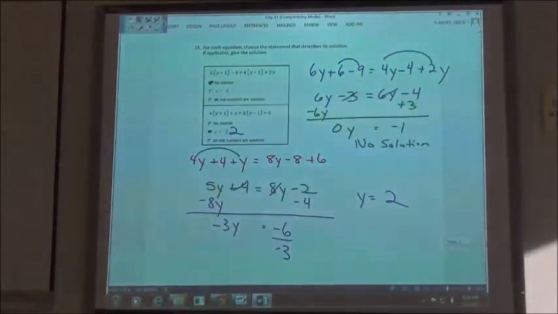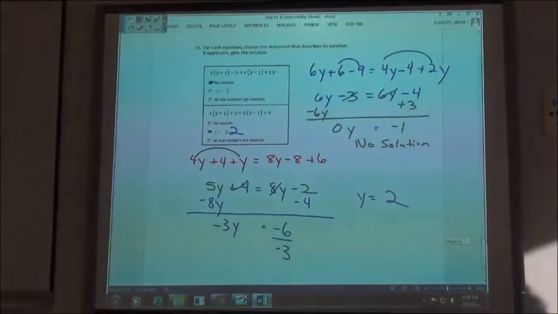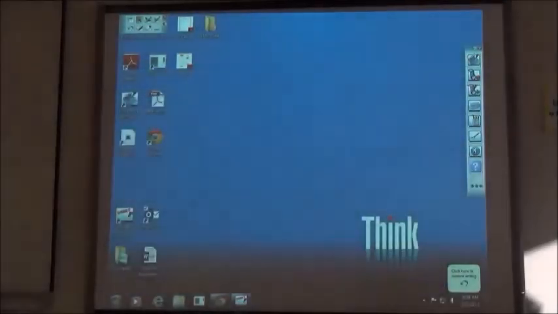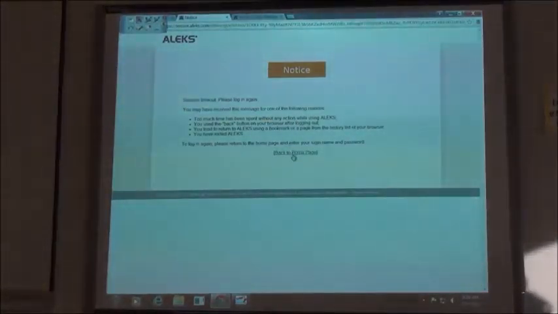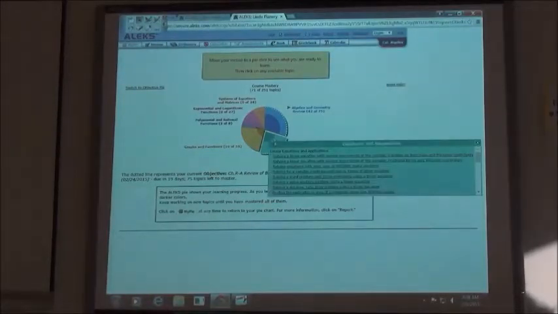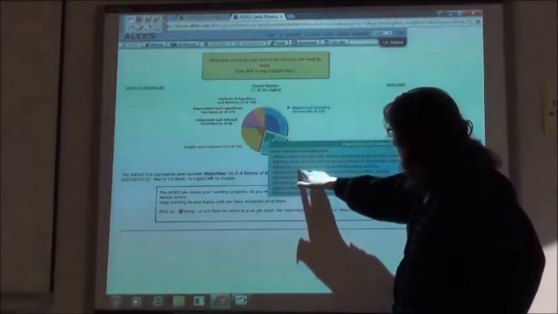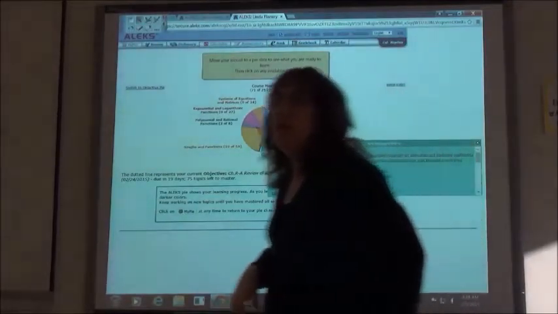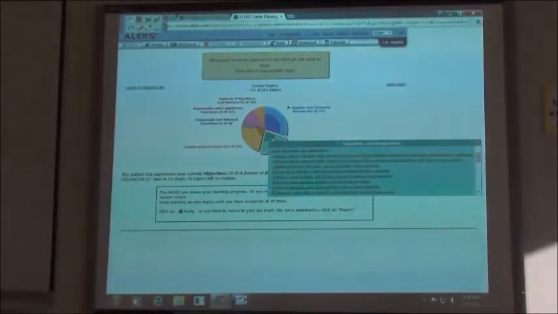All right. If you peek at your pie chart, you may need to log back into ALEKS. Those first things that we did today are in this teal blue section. So look at the first 5 on your list. We did equations with 0, 1, or infinitely many solutions, probably all 3 of those. See if you got them right when you took the assessment or if you have them on your pie chart.